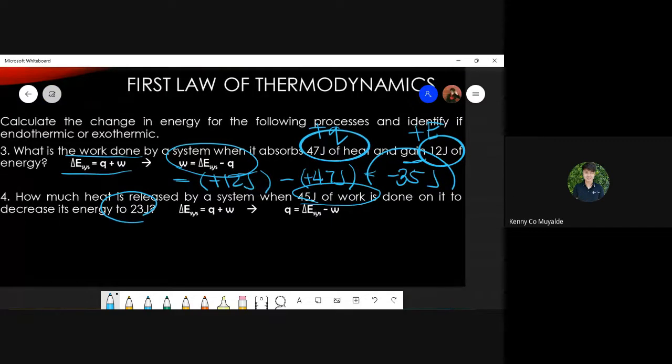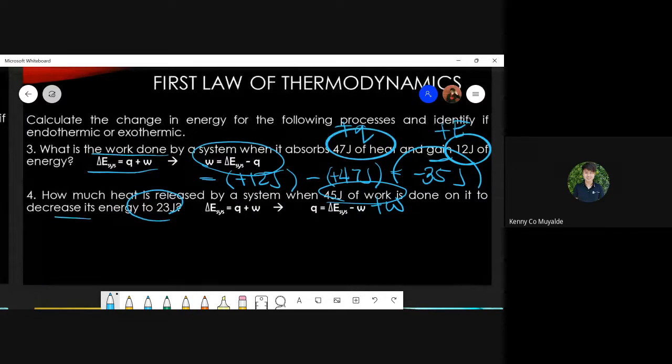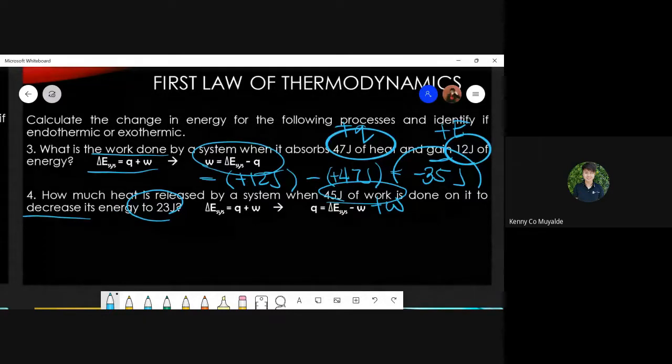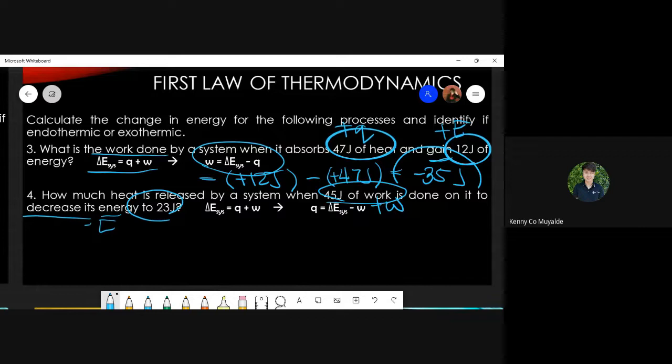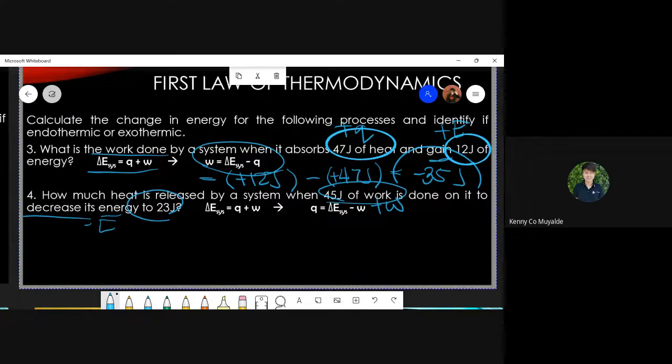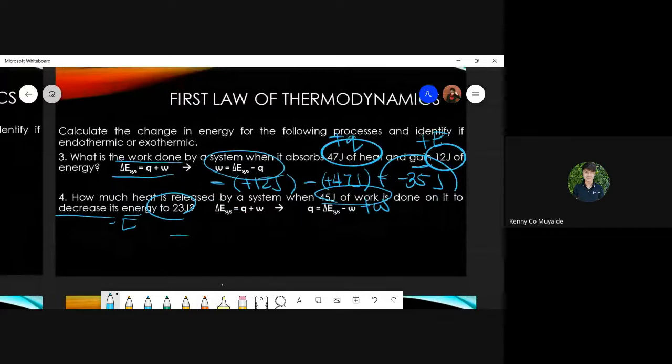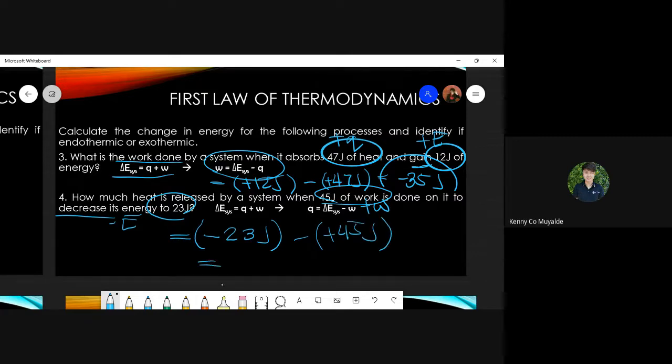Our W is 45 joules of work is done on it. So, iba ang gumawa ng work para sa system. So, this is positive W. And then, in this case, sabi niya, to decrease its energy. Pinababa yung energy. So, that means our E is negative. So, our computation will be equal to the total energy of the system, which is negative 23 joules, minus the total work. In this case, positive. So, positive 45 joules.